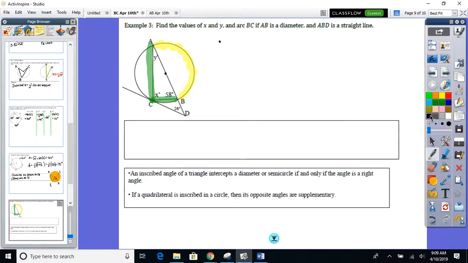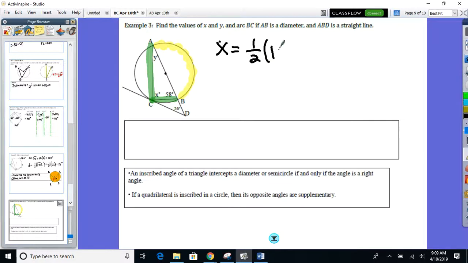So if I'm going to find X, which is an inscribed angle, I'm going to take half of 180, and that'll be equal to 90 degrees. And that's the third theorem for today. You don't have to write it down because it's already in the box here. Bottom line, an inscribed angle drawn to a semicircle is a right angle, okay? So we can use that in a proof now.